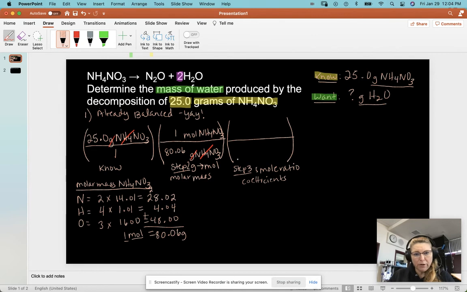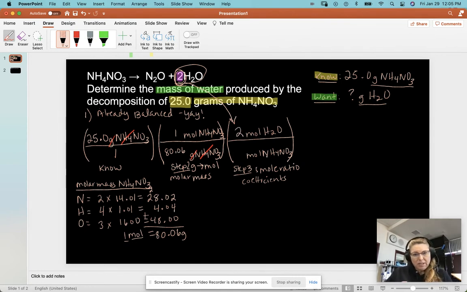So moles of NH4NO3 needs to go on the bottom. And then moles of what we're wanting, in this case H2O, is going to go on the top. Remember that in a mole ratio, we always have moles on the top and on the bottom. That's what makes it a mole ratio. These numbers come from our balanced equation. So H2O, we find in our equation right here, and it does have a coefficient, 2, so we're going to put this coefficient 2 into our ratio.